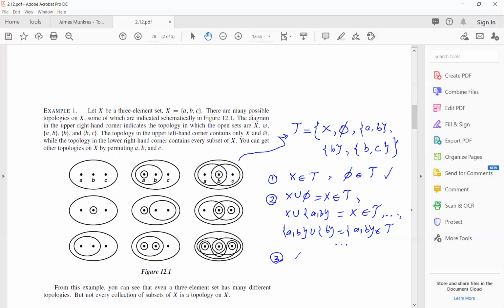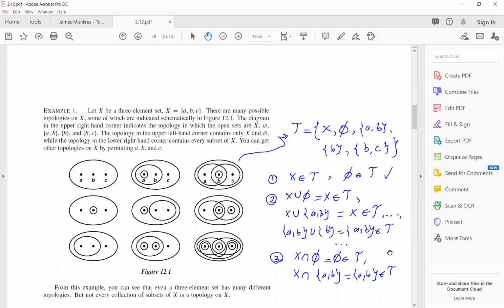So I can take the intersection between X and empty set, which is empty set, which belongs to the collection. I can take the intersection between X and any other members here, A and B, which is again in the collection. I can take the intersection between AB and B, which is again in it. I can take the intersection between AB, B, BC, which is B, which is again a part of it.